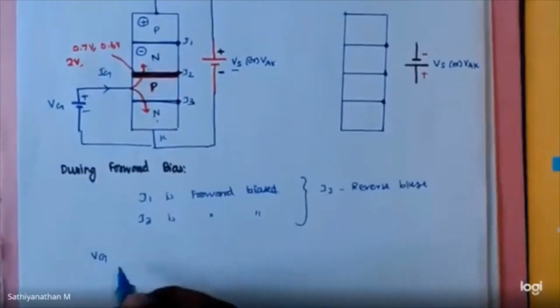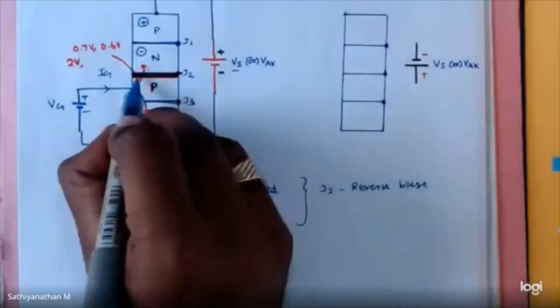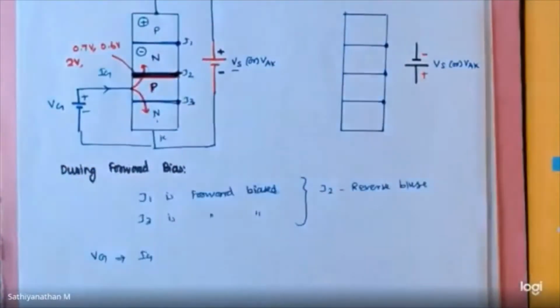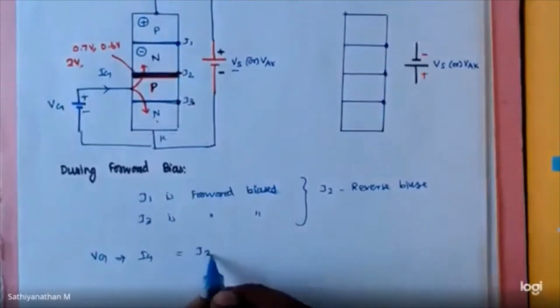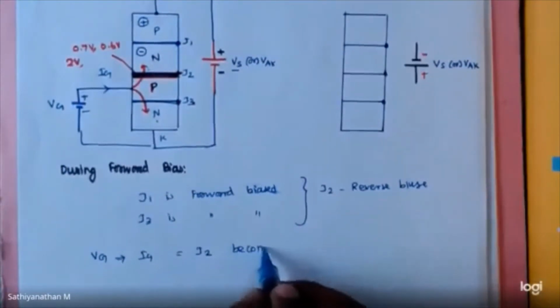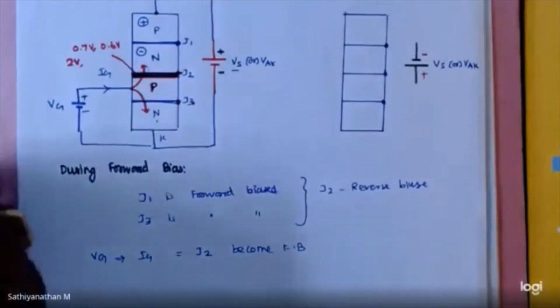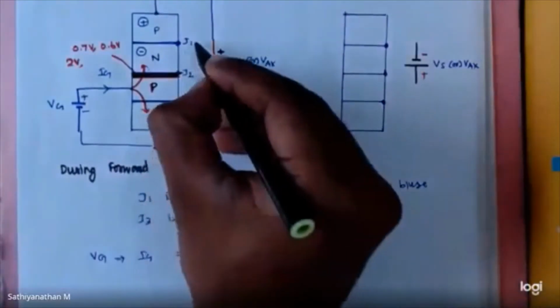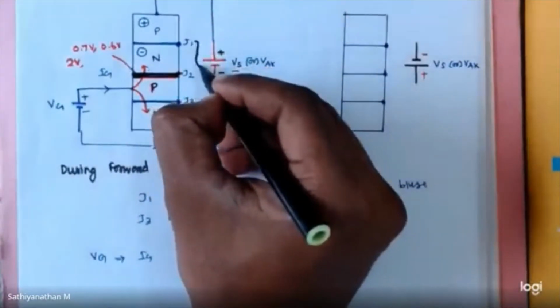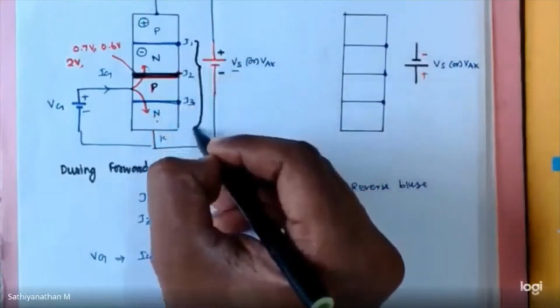Okay, so when we apply a gate voltage, that drives a gate current that eliminates the barrier. So the junction J2 becomes forward bias. Okay. Once J2 is forward biased, the entire region, J1, J2 and J3, starts to conduct, right?